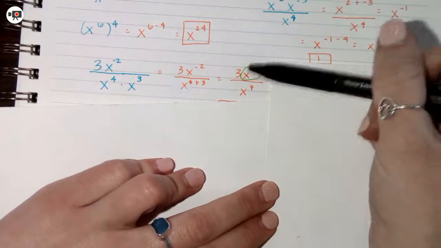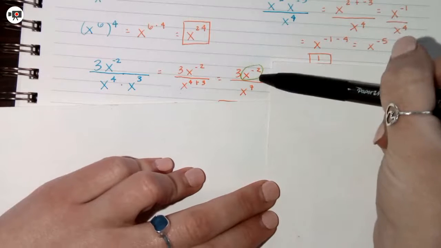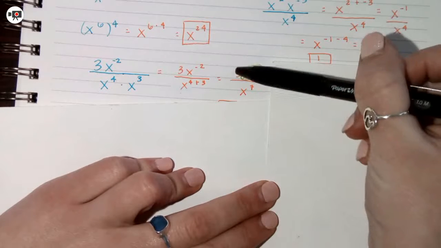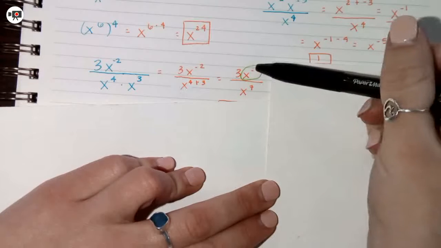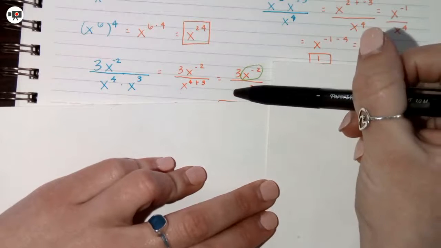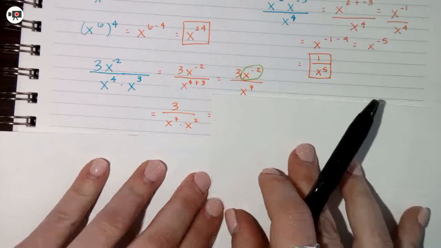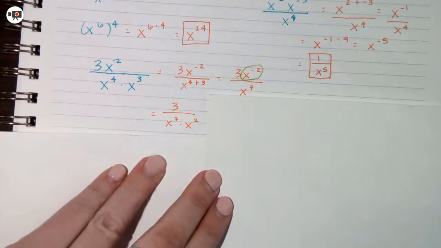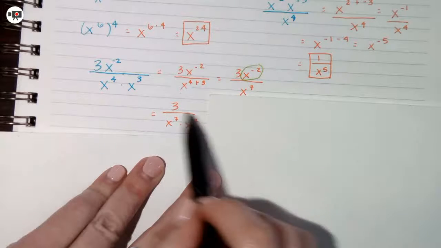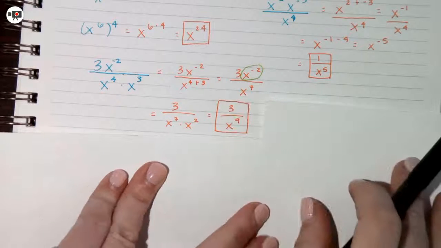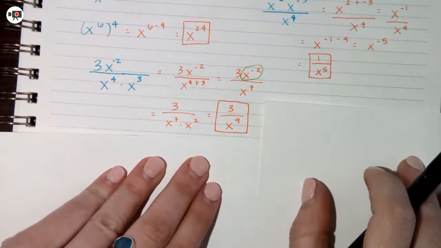Now this negative 2 exponent is only on the x. It is not referring to this 3 as well. So only this x to the negative 2 will move to the bottom, to the denominator. So that leaves 3 on top, which is 3 over x to the 7th times x squared. Now I can simplify the denominator and get 3 over x to the 9th.